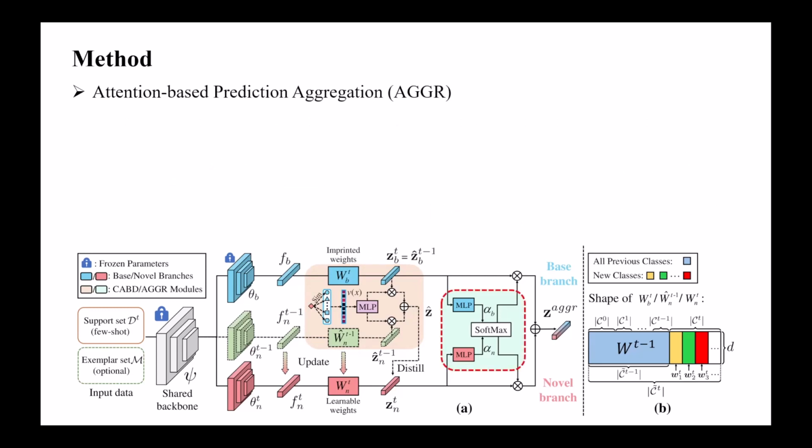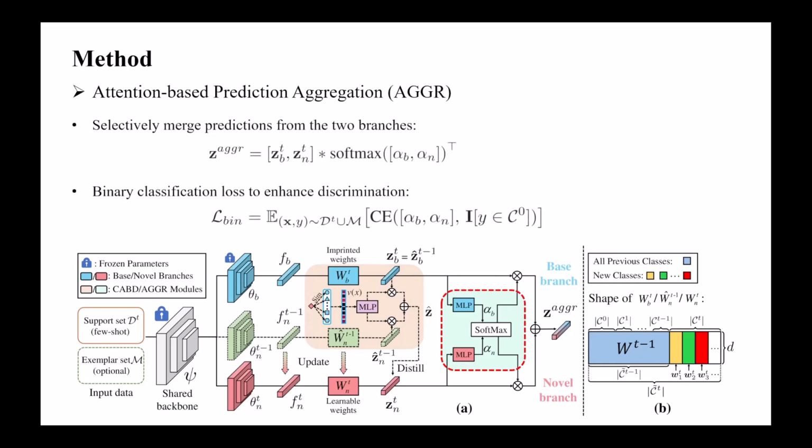Despite the remarkable classification performance of the novel branch trained using our proposed distillation module, it is inevitable to incur base class forgetting due to fine-tuning on the novel class training set. To further improve the performance on base classes, an attention-based aggregation module that selectively merges predictions from both base and novel branches is proposed. To enhance discrimination between base and novel classes during model training, a binary classification loss function is also proposed for producing appropriate attention weights for each class.